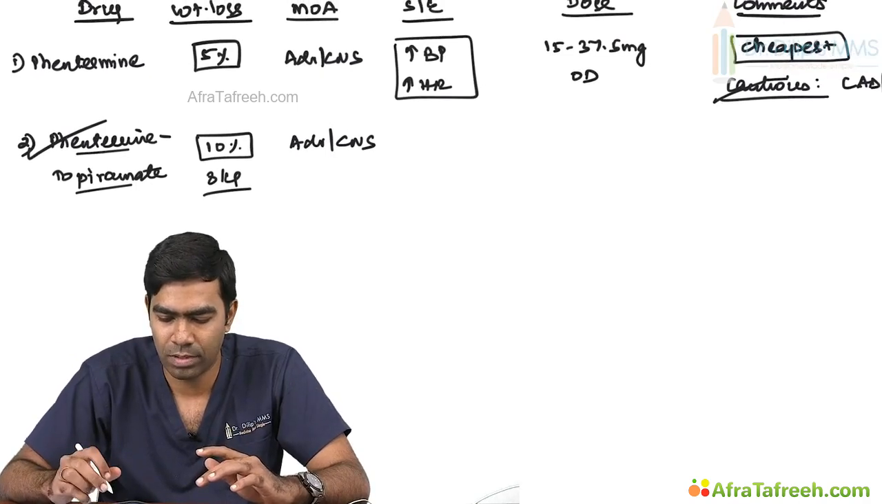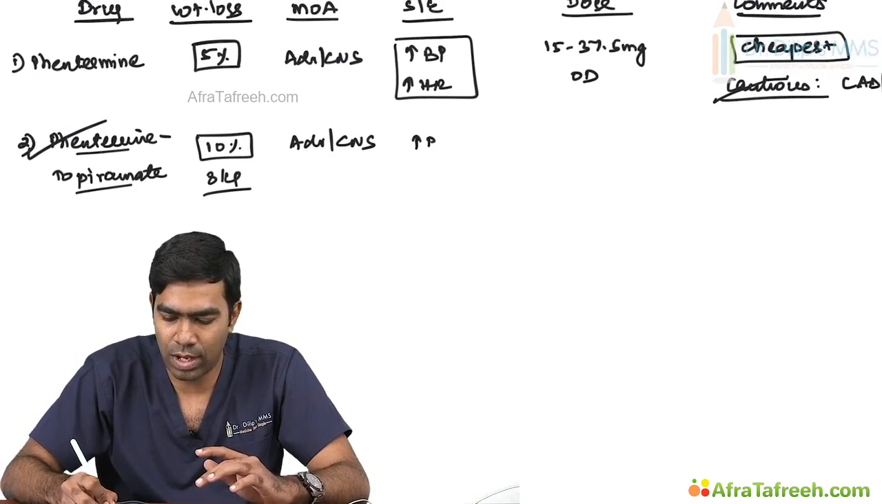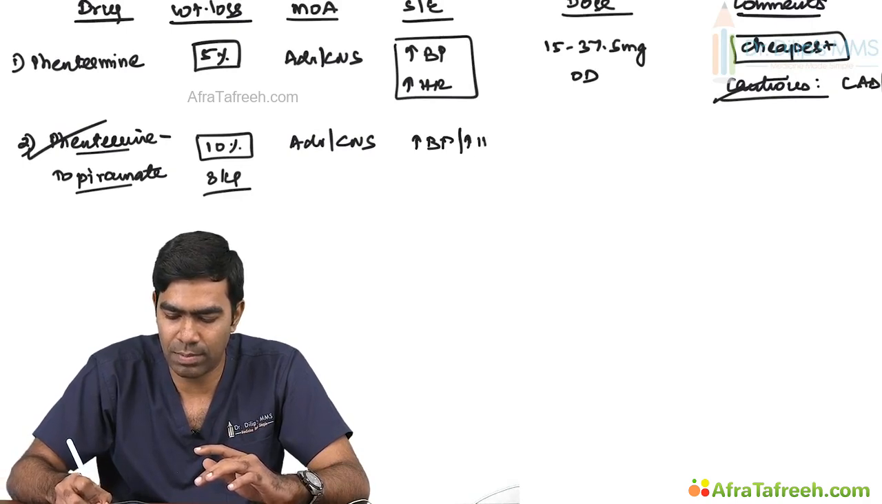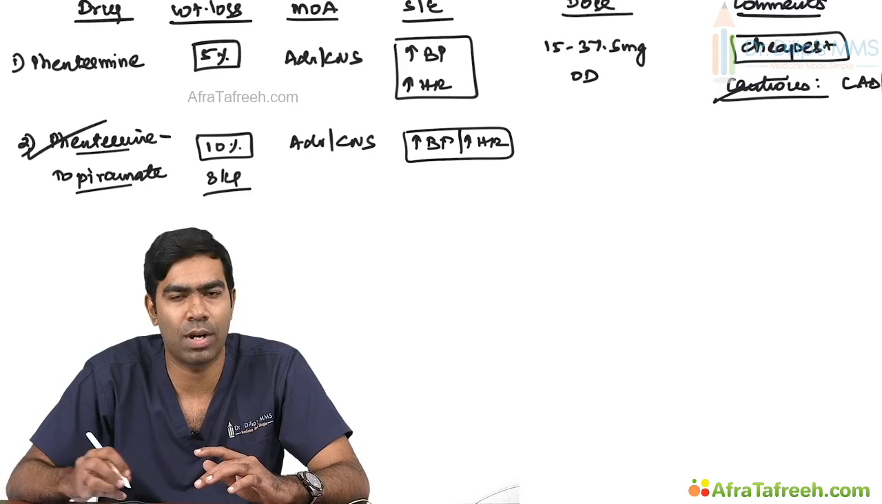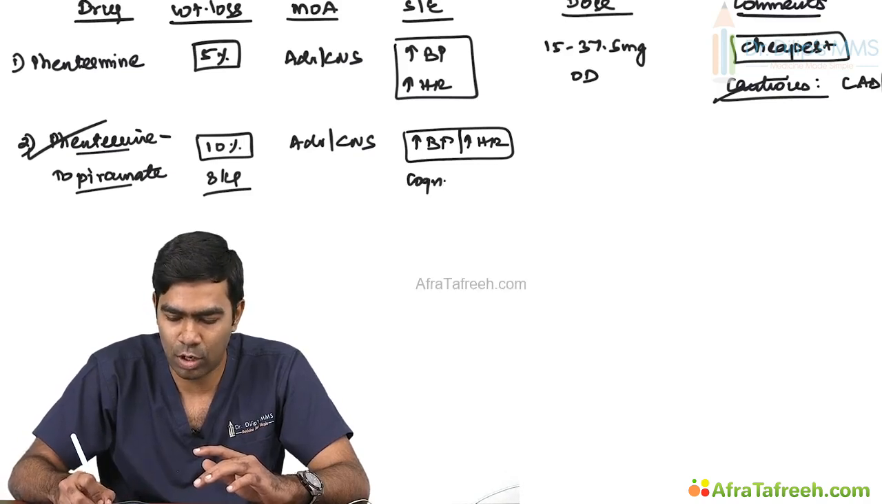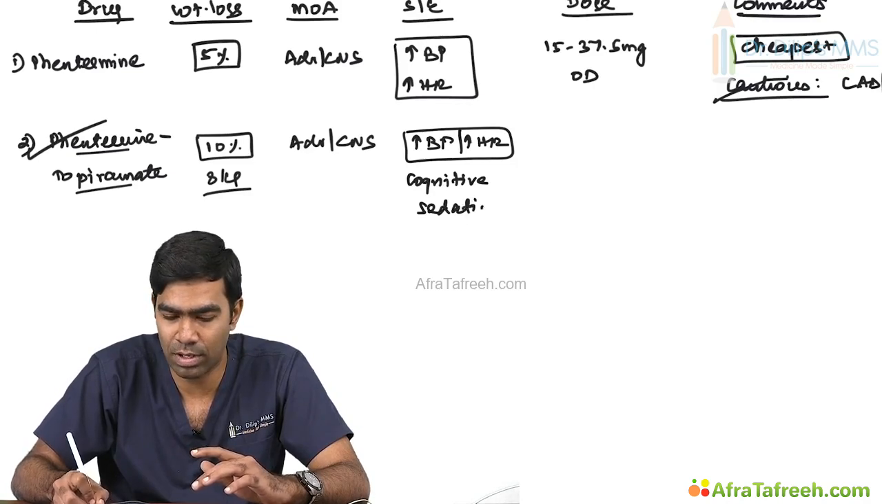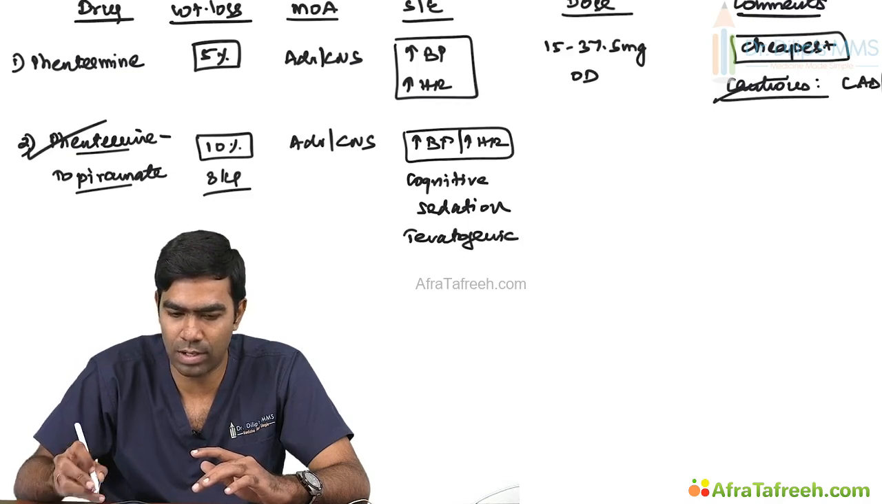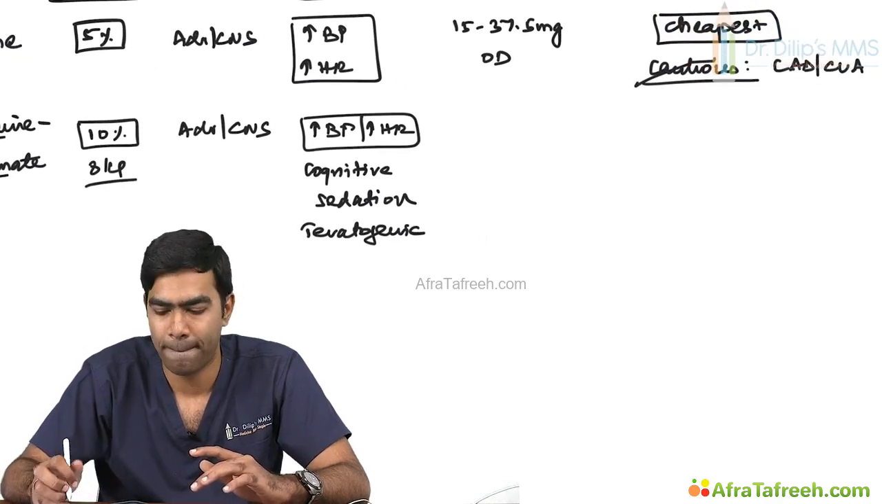And side effects: you're going to have phentermine effects like increased BP and increased heart rate. At the same time, you'll have topiramate effects like cognitive effects and sedating effects. It's a very, very sedating agent, topiramate, and they are teratogenic as well. You have to be very, very careful about that, especially when you're giving it to young girls.